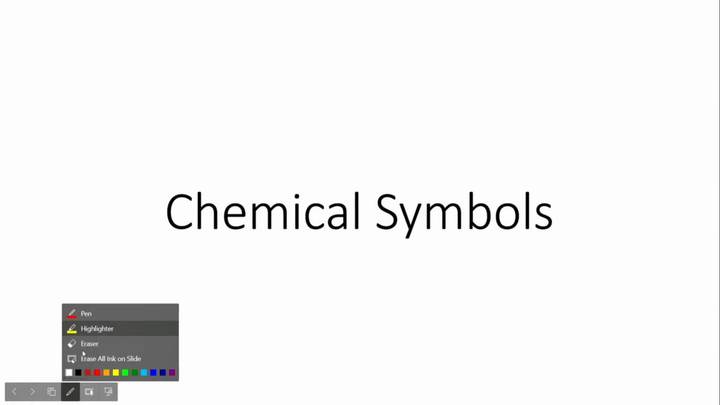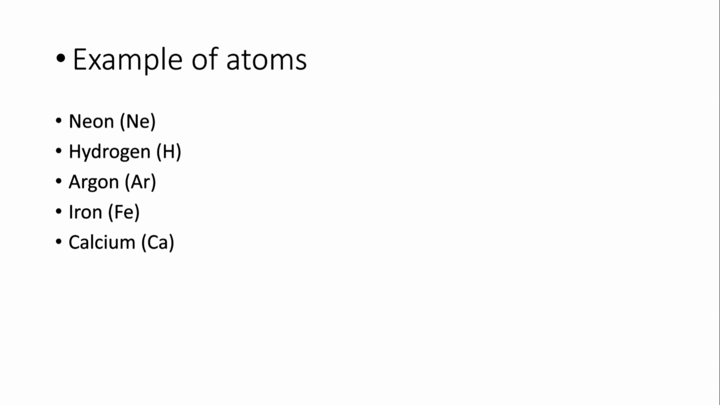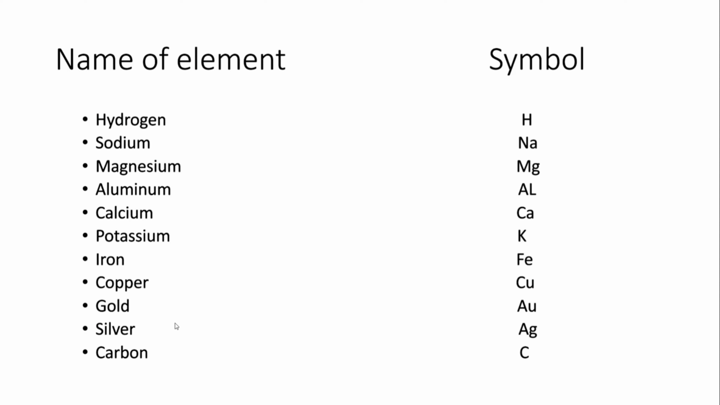Now friends, we are going to learn the main and important thing about this video, which is chemical symbols. So let us learn about a few chemical symbols. In the earlier slide I had shown you, in front of neon there is Ne, in front of hydrogen there is H, in front of argon there is Ar, in front of iron there is Fe, and in front of calcium there is Ca. So these are the chemical symbols of these chemicals. Now let's see a few more of them.